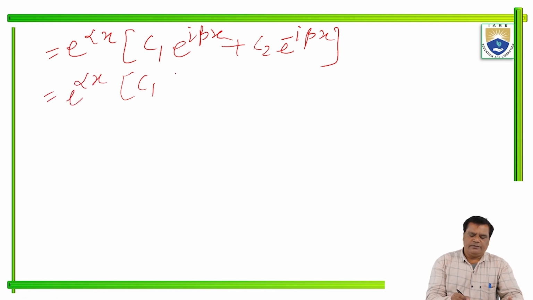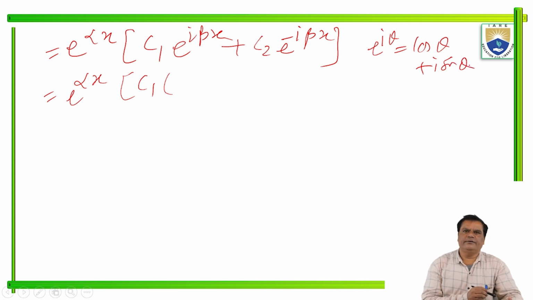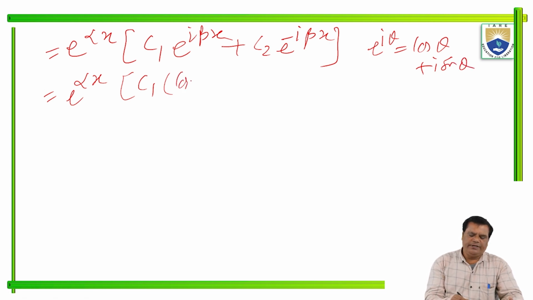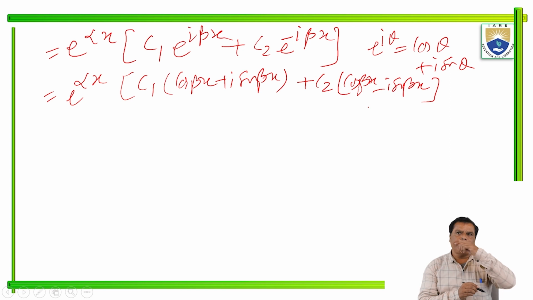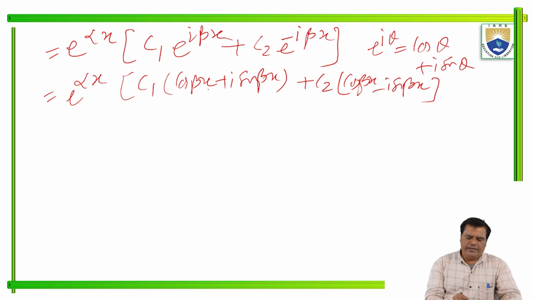This one here is the formula of e to the power i theta. This is cos theta plus i sin theta. This is the formula I am writing here. So here cos beta x plus i sin beta x, and plus C2, here I am writing cos beta x minus i sin beta x.